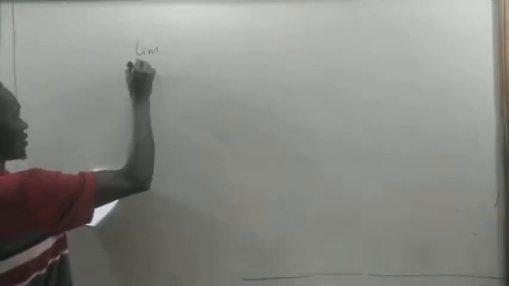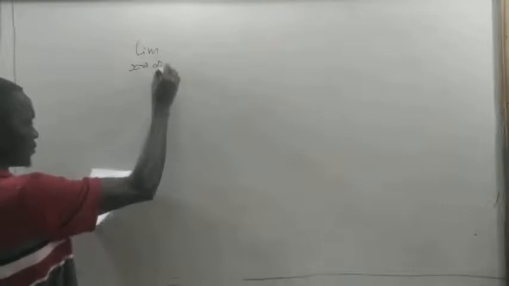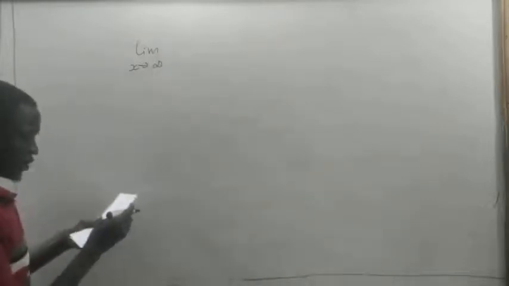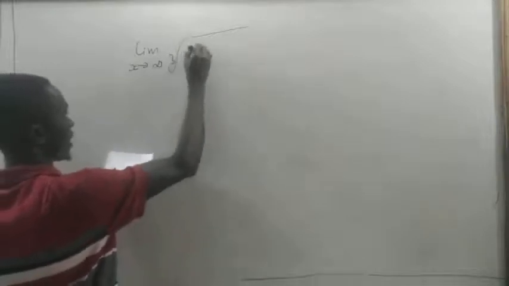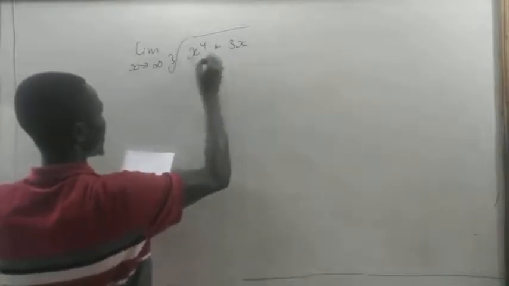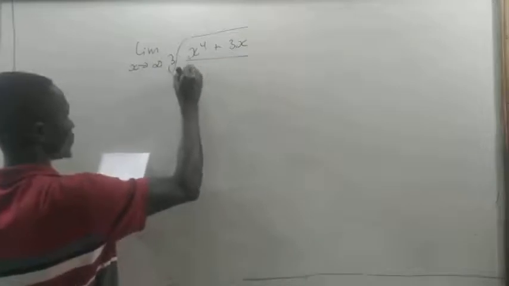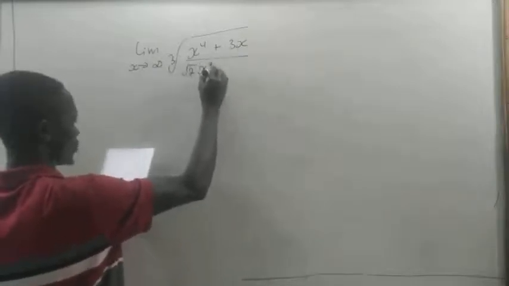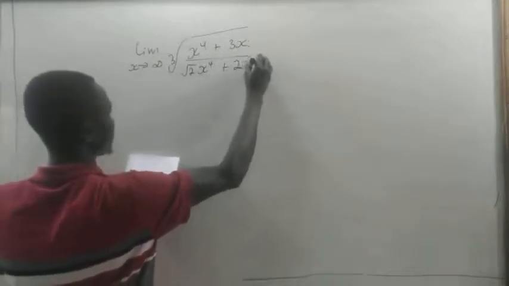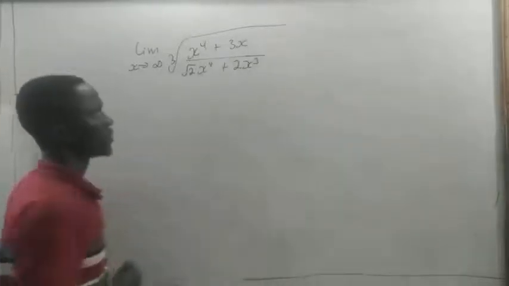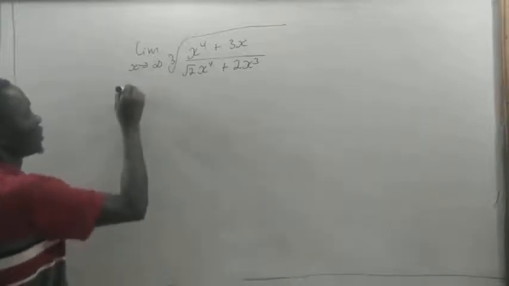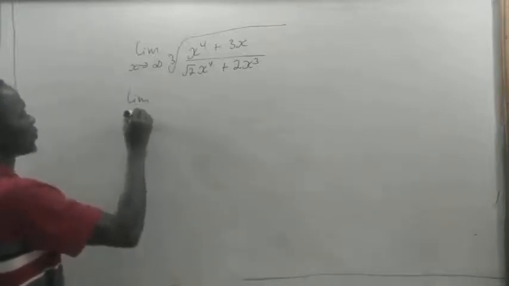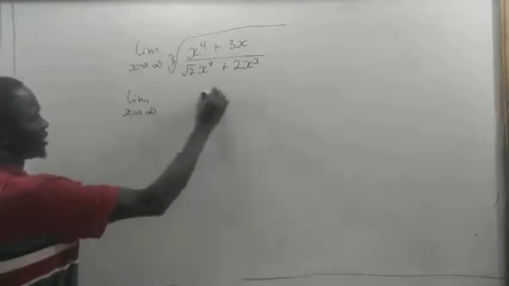As x approaches infinity, we are taking the cube root of x to the power 4 plus 3x divided by root 2 times x to the power 4 plus 2x cubed. Wow! How do we solve this? This is very tedious. But we get there. Let's go. This is the same as the limit as x approaches infinity.